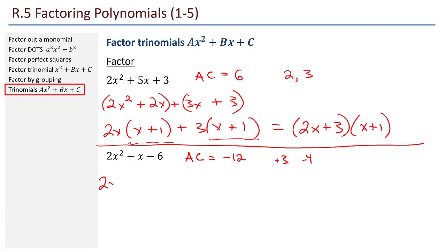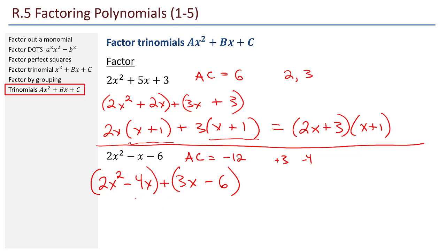So I'll write 2x squared. You know what, I'm going to put the negative first. Negative 4x plus 3x. That kind of gives me the plus sign right in the middle of everything, which is nice. So now I can group, factor each pair of terms.